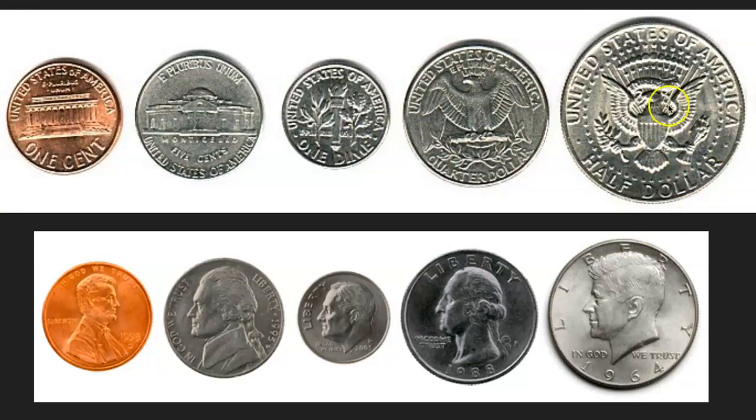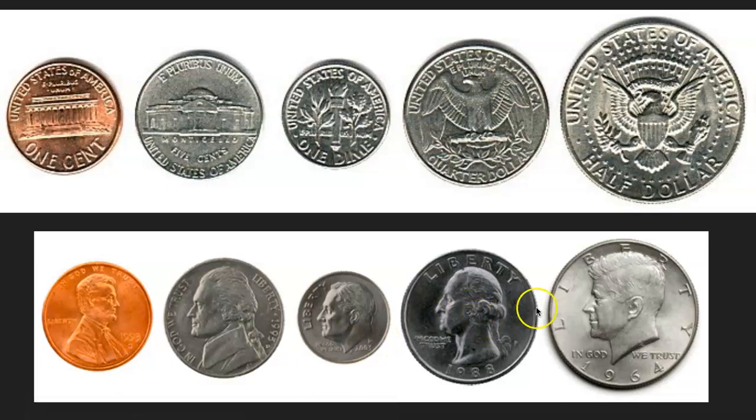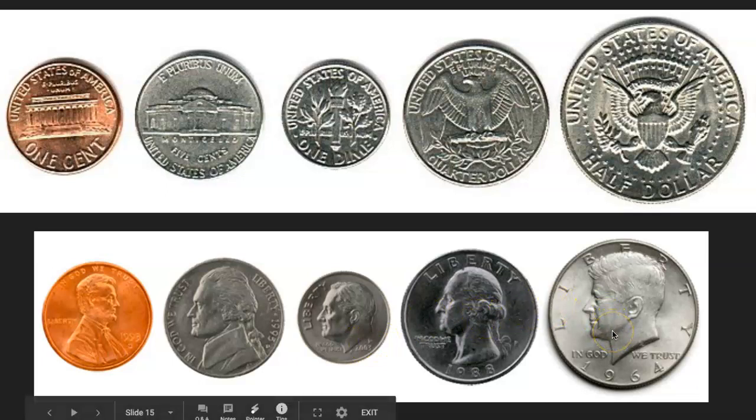So when we look at this picture, this kind of shows us the size of the different coins. So the 50-cent piece is the biggest, but then it goes the quarter. You'll notice the dime, worth 10 cents, is the smallest out of all of these coins. Then we have the nickel and the penny. And so we have Abraham Lincoln, Thomas Jefferson, Franklin Delano Roosevelt, George Washington, and JFK, or John F. Kennedy.